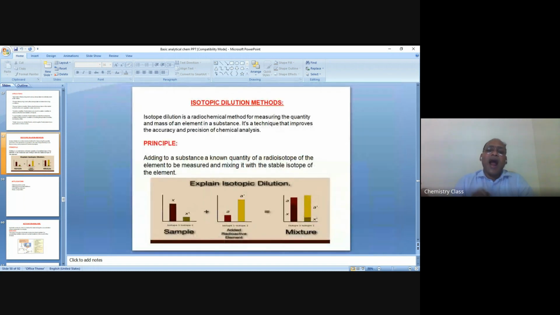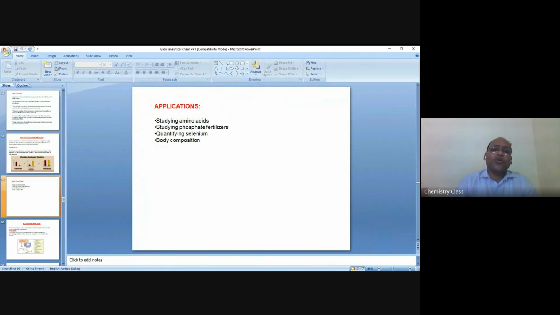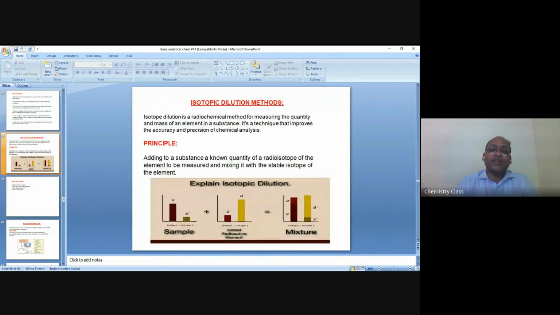The principle is based on adding a known quantity of radioisotopes of the element to be measured and mixing it with the stable isotopes of the element. This is the procedure, and this is the principle it is based on. So that is the radio isotopic dilution method.